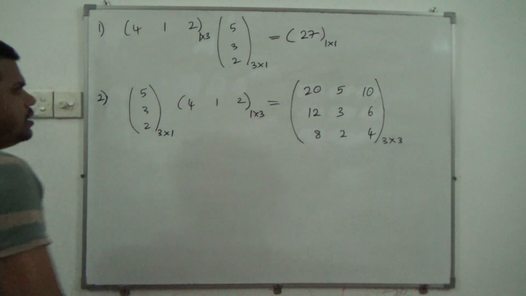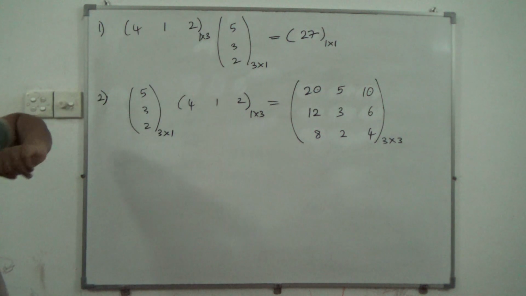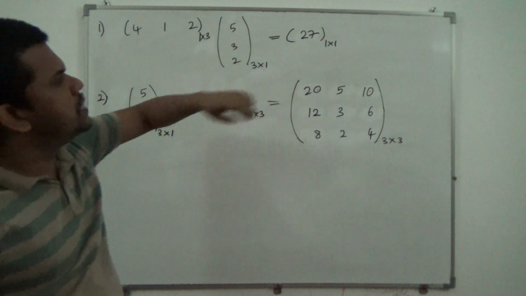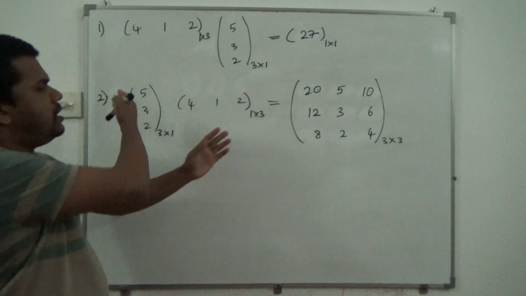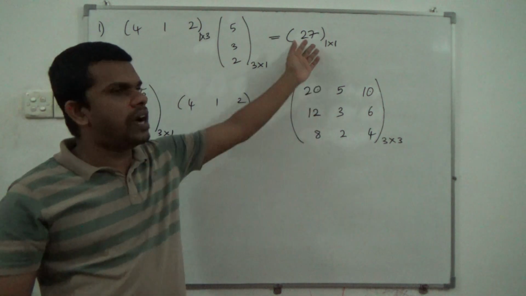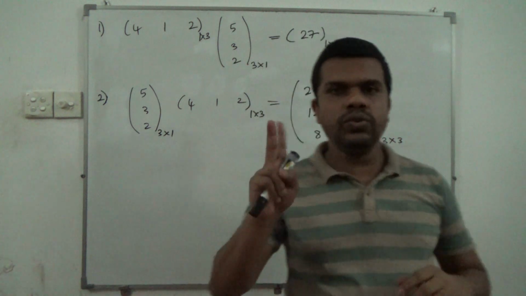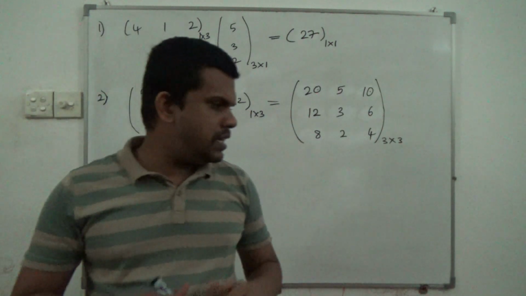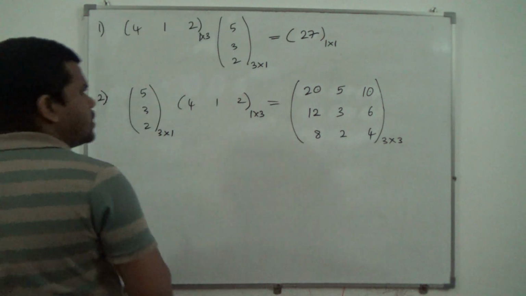So now if we look at these two examples, the two matrices in this order, we got this answer. If we swap the order, we got this answer. The two answers are different. That means the order of the two matrices is important. Now let's discuss another example.